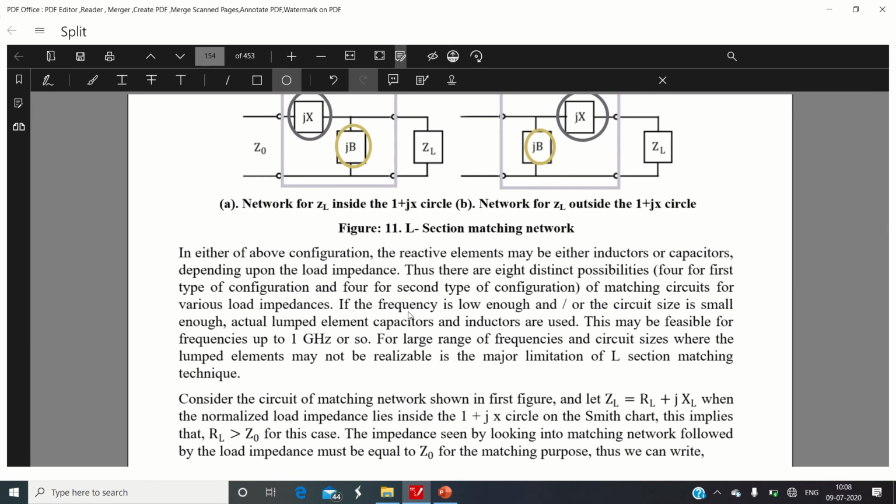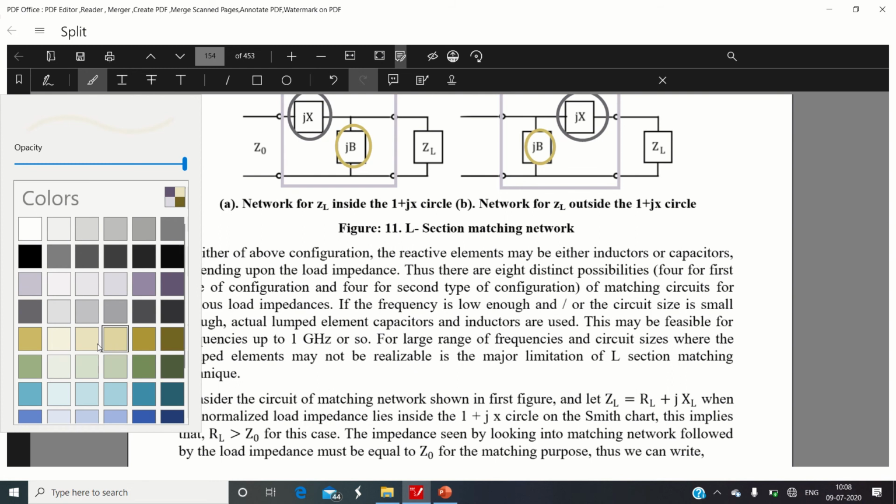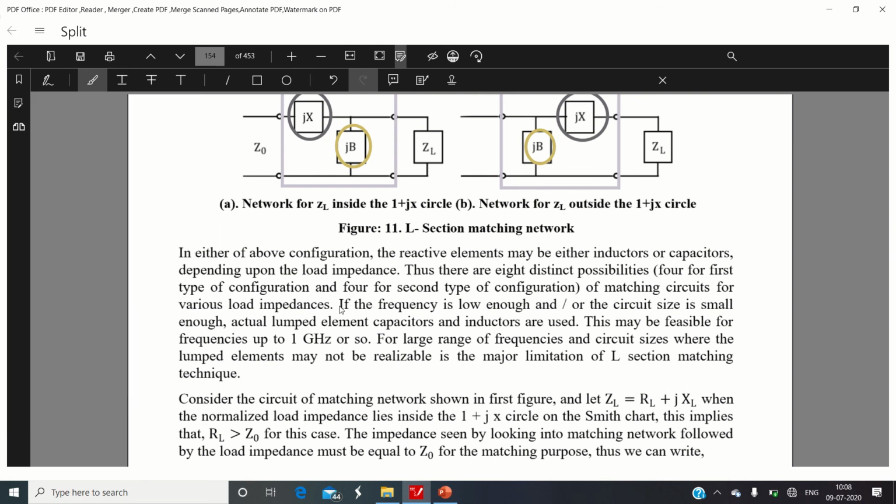Okay, so please remember, this is a very important discussion. I will highlight it. If the frequency is low enough and if the circuit size is small enough, actual lumped element capacitors and inductors are used. This may be feasible for frequencies up to 1 gigahertz or so. Okay, so this is a very important statement.